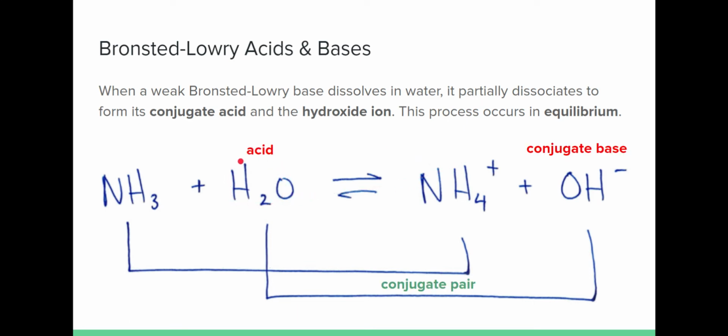The other substance, water, because it is giving its proton to ammonia, is behaving like the Bronsted-Lowry acid, and the substance that it forms is its conjugate base, which is the hydroxide ion. These two substances together form a conjugate pair.